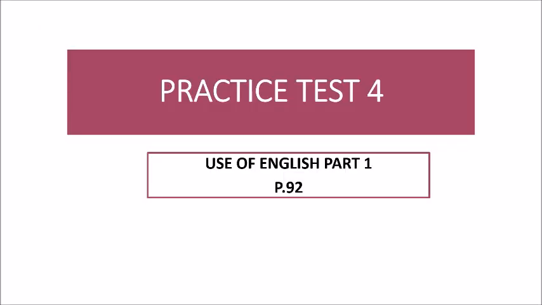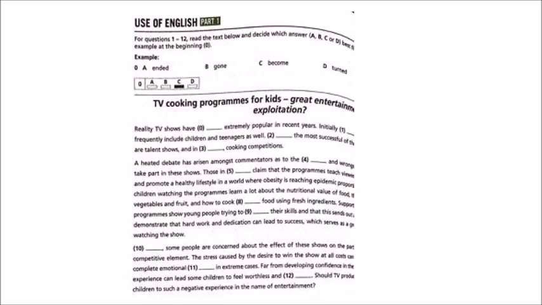Students, today we're going to work on practice test number 4 on the Use of English Part 1 on page 92. So let's begin. Use of English Part 1. TV cooking programs for kids, great entertainment or cheap exploitation.